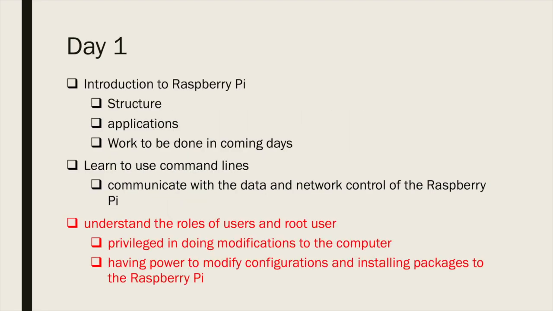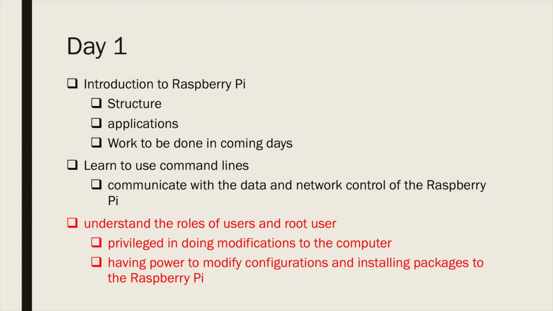On the first day, we started familiarizing ourselves with the Raspberry Pi. The technical staff introduced to us what Raspberry Pi is, its structure, applications, and what we are going to do with it in the coming days. Then, we downloaded necessary packages and software. At first, most of us had never used a Raspberry Pi. The focus of the first day was to learn how to use the command lines to communicate with the data and network control of the Raspberry Pi.